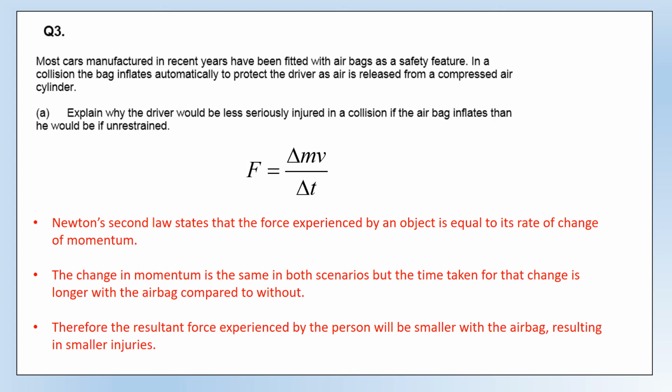First of all, what does Newton's second law say? Well, it says that the force experienced by an object is equal to its rate of change of momentum. So with or without the airbag, the change in momentum is going to be the same because you're traveling at some speed, then you become stationary. So that's not what's causing this.